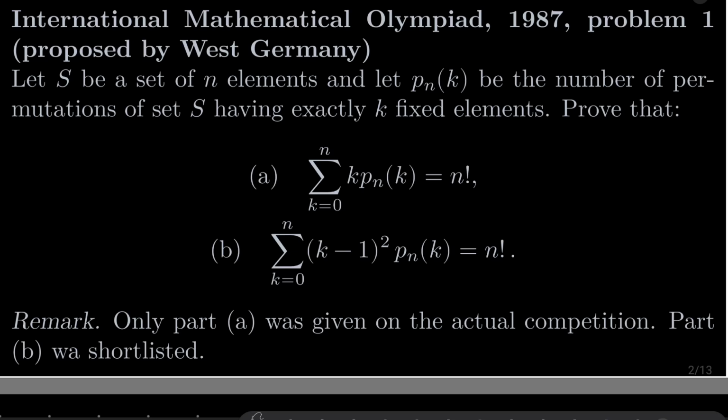We wish to prove that a. Sum going from k equals 0 to n of k times Pn of k equals n factorial, and likewise, sum going from k equals 0 to n of k minus 1 squared, Pn of k also equals n factorial. And a small remark: only part A was given on the actual competition to the participants. Part B was shortlisted. Both parts were proposed by West Germany. It's a nice problem combining combinatorics with some manipulations and so on.